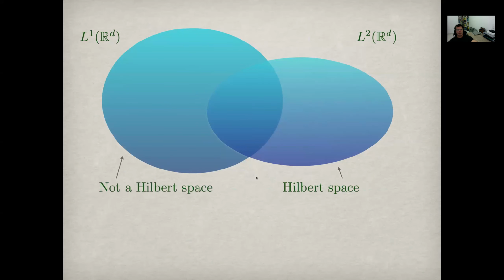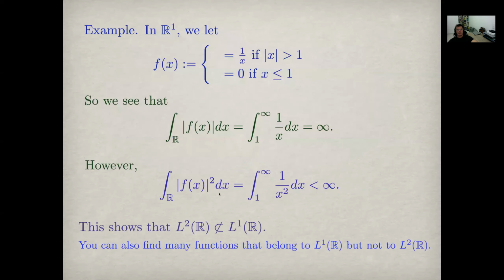L2 is the Hilbert space. L1 is the giant space of absolutely integrable functions. For example, in one dimension, let's take the function 1 over x for x bigger than 1, and 0 when x is less than or equal to 1. We easily see that the integral of the absolute value of the function diverges. So it's not in L1. However, it is in L2 of the reals, because the integral of the absolute value squared of the function is the integral of 1 over x squared from 1 to infinity, and that converges. And so this shows that L2 of R is not contained in L1 of R.